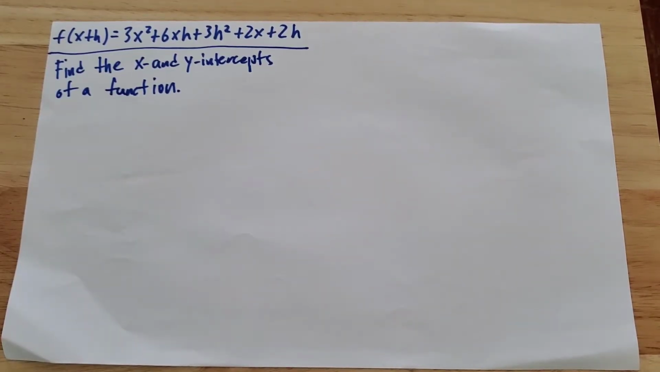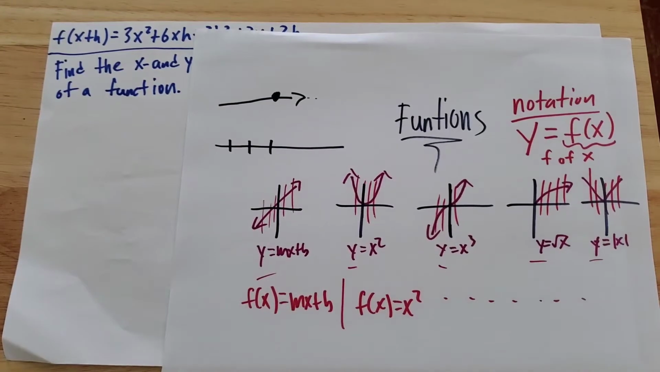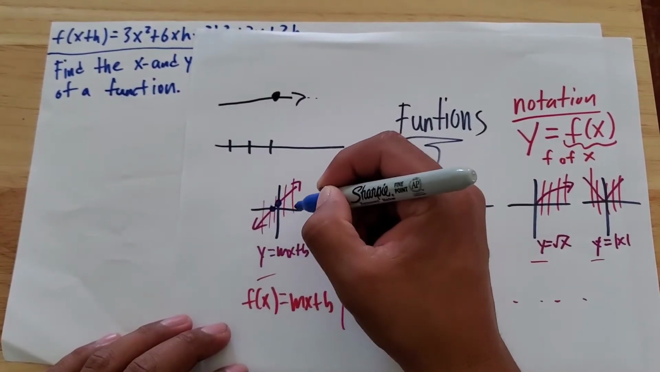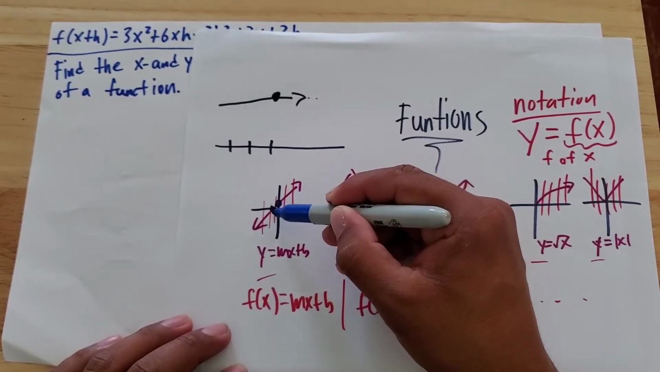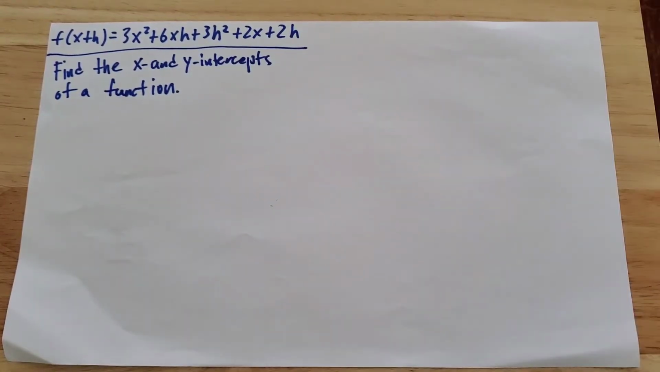And for example, let's say we're looking at this one. Well, this one is intersecting the graph in two places. That would be the y-intercept, and this would be your x-intercept. And you can do that for any function.